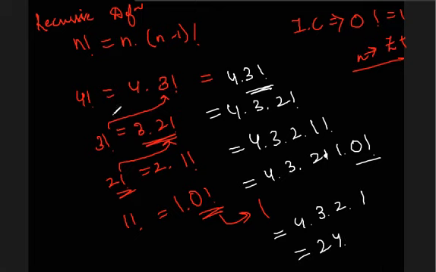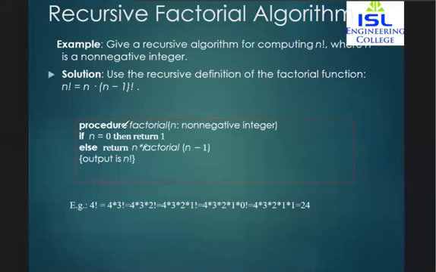Okay, so this is the recursive definition, and this is how we solve it recursively. Now let's see the algorithm for the same. Procedure factorial, we have to give the input n, which is a non-negative integer. If n is equal to 0, then return 1. This is your initial condition. Else, return n into factorial of n minus 1. This is the recursive condition. Then the output is n factorial. The example is given for the same.